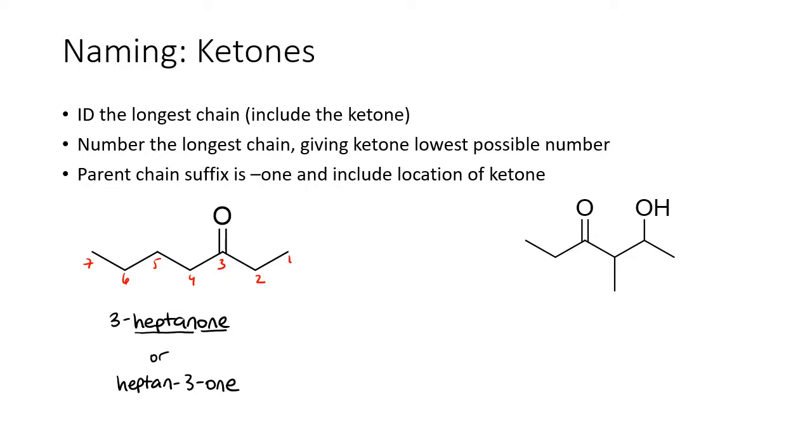Now in our second example, we have a ketone with a few branches. Now when it comes to numbering this ketone, again, we want to focus on giving the ketone the lowest possible number. So if we start counting from the left, we have 1, 2, 3. Our ketone will end up on carbon number 3. If we were to start counting from the right, 1, 2, 3, 4, it would end up on carbon number 4. Since our ketone is the priority, we're going to start counting from the left.